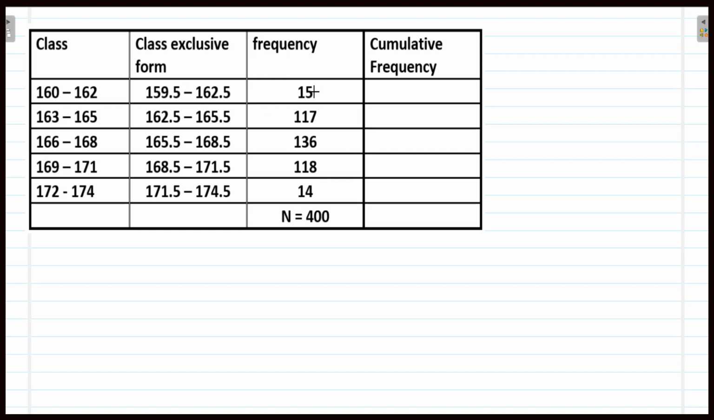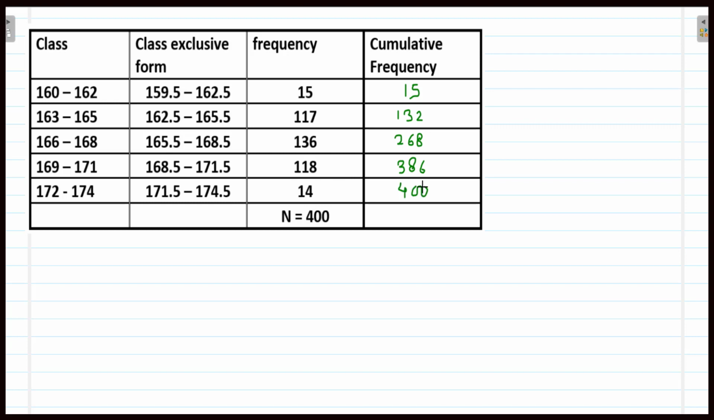Then this is the frequency given to us, and now we have to find the cumulative frequency. To find the cumulative frequency, we write this first frequency as it is, that is 15. Then we add this next frequency 117 to this cumulative frequency. So 117 plus 15, that will be 132. Then 132 and 136, that will be 268. Then 268 and 118, that will be 386. And this 386 plus 14, that will be 400.